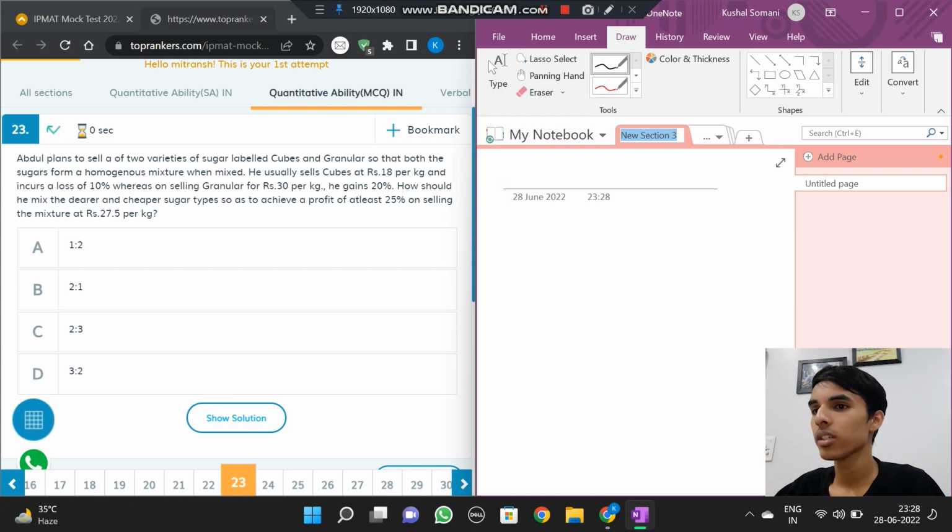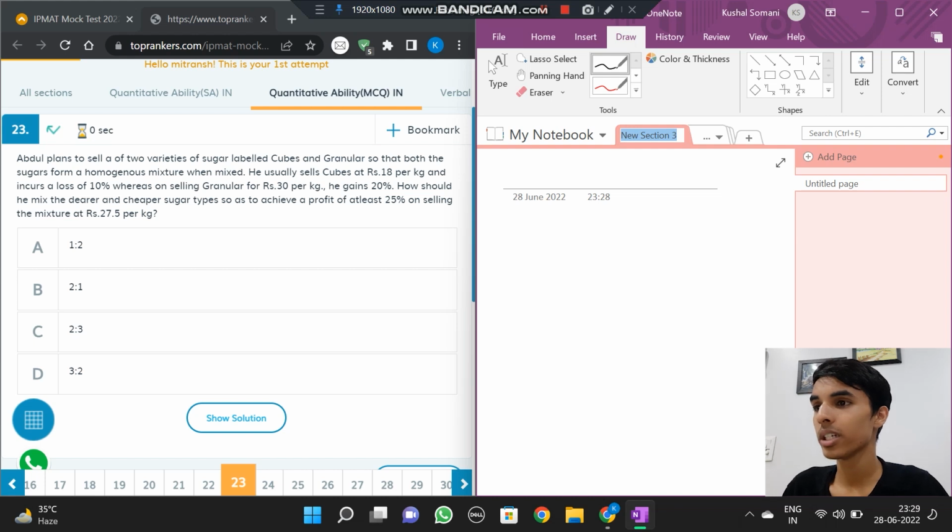So the next question says, if Abdul plans to sell 2 varieties of sugar labeled cubes and granulates, so that both the sugars form a homogeneous mixture when mixed. He usually sells cubes at rupees 18 per kg and incurs a loss of 10%, which means the cost of cubes is rupees 20. And on selling granular for rupees 30 per kg, he gains 20%, which means the cost of granular is 25 rupees per kg. I think this is a fairly simple calculation which can be done orally.